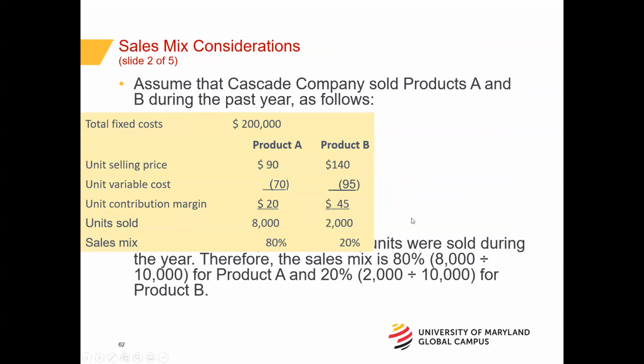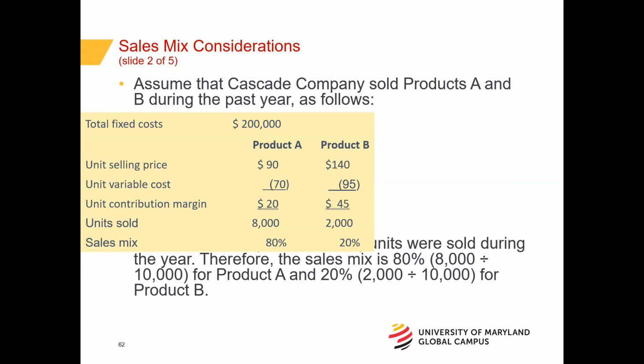We would perform the same type of analysis on each product that the company sells. So in this example, we have product A and product B. We do the same exact thing, right? Sales price minus the variable cost equals the unit contribution margin. We have additional data. We have the units sold, and then we have the sales mix.